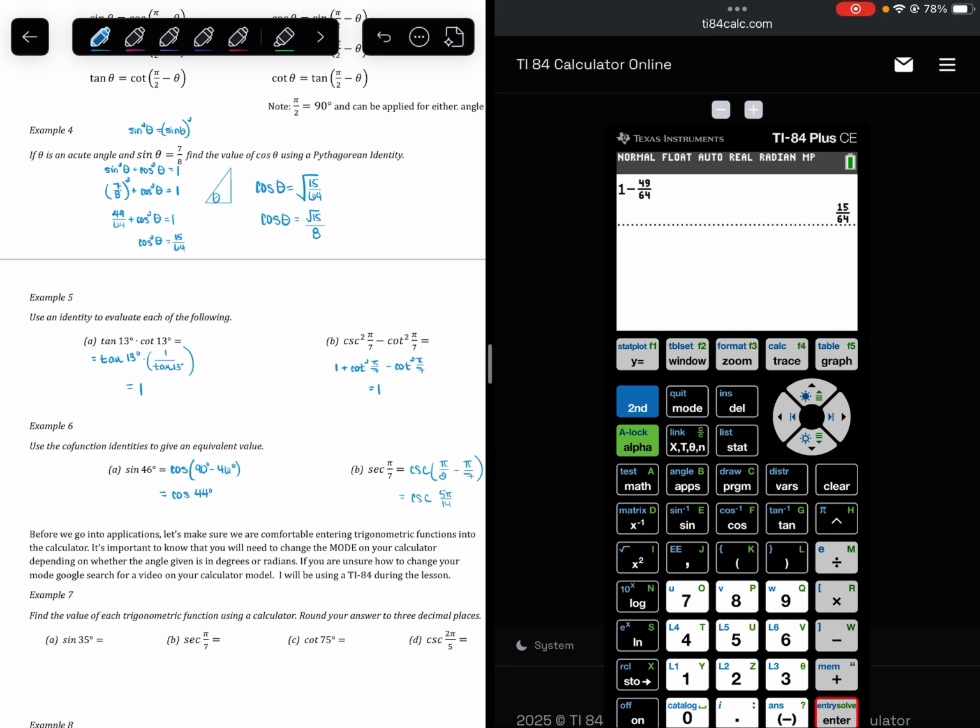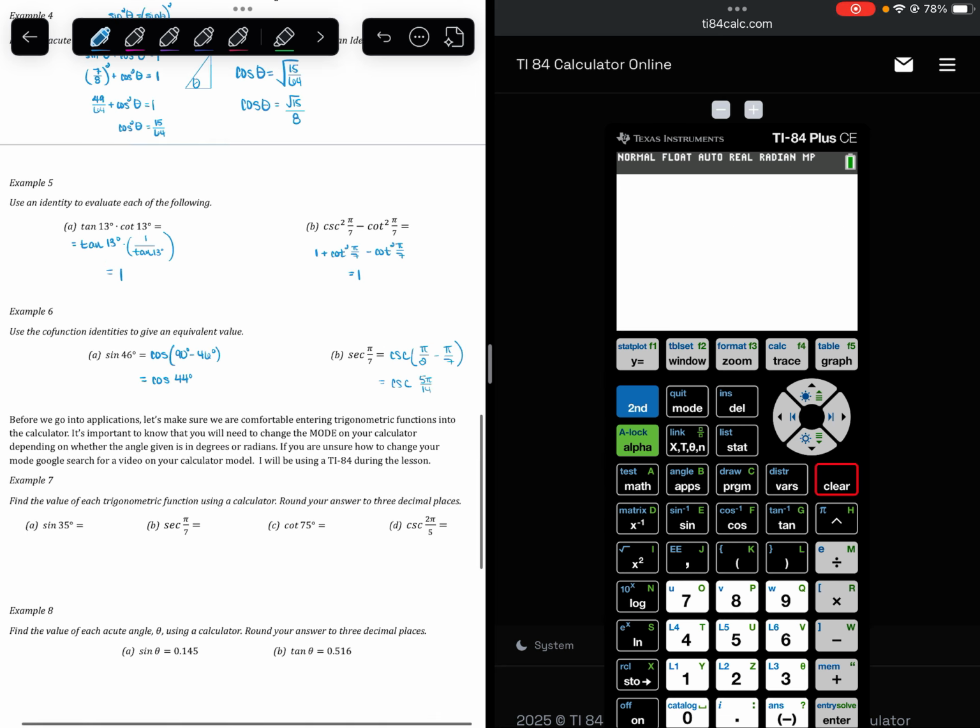All right, so this is where I really had the calculator first. I don't need that. We're going to clear it off. All right, example 7. Find the value of each using a calculator. Round your answer to 3 decimal places. So the most important thing you want to understand about trig functions is the unit of the angle matters. You will get different answers depending on whether it's in degrees and radians. You must change your mode depending on whether you're in degrees or radians.